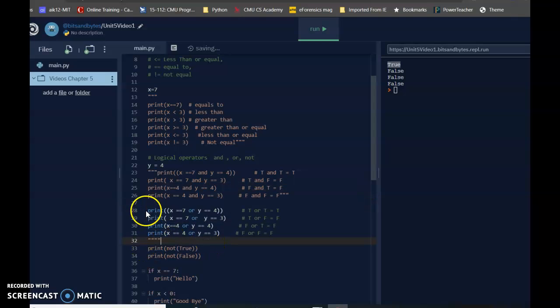Okay, so down here, again, x is still 7, y is still 4. We have 7 equals 7, which is true. We have 4 equals 4, which is true. So a true or a true, notice it gives me a true. So if they're both true, the first one is true, okay?